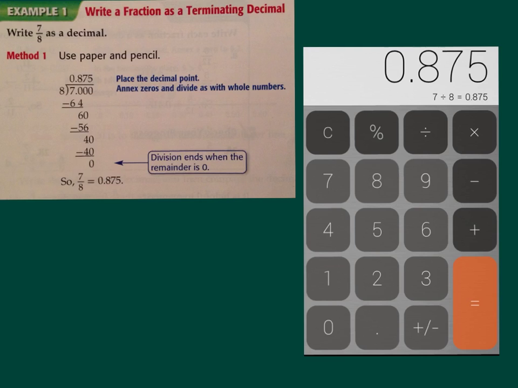If I find a terminating decimal on a calculator, I just have to make sure I type it in the correct order. So I'll get the same answer, and I'd type it in just like I'd say it, 7 divided by 8, because I'm taking 7 and I'm dividing those into 8 groups.